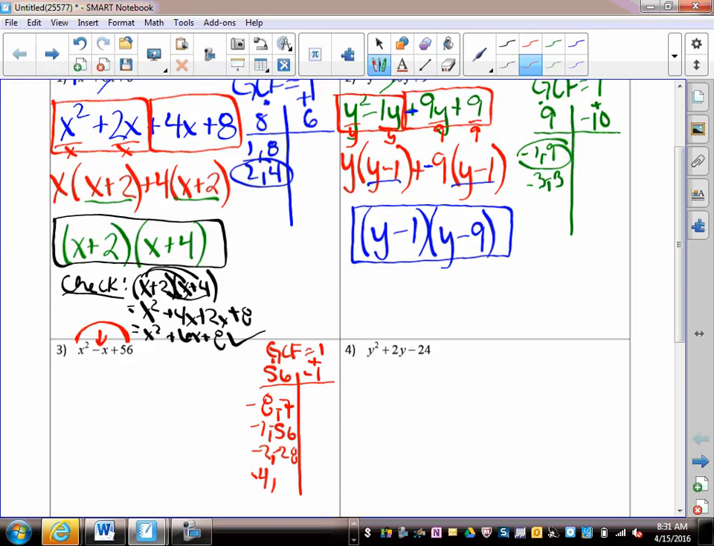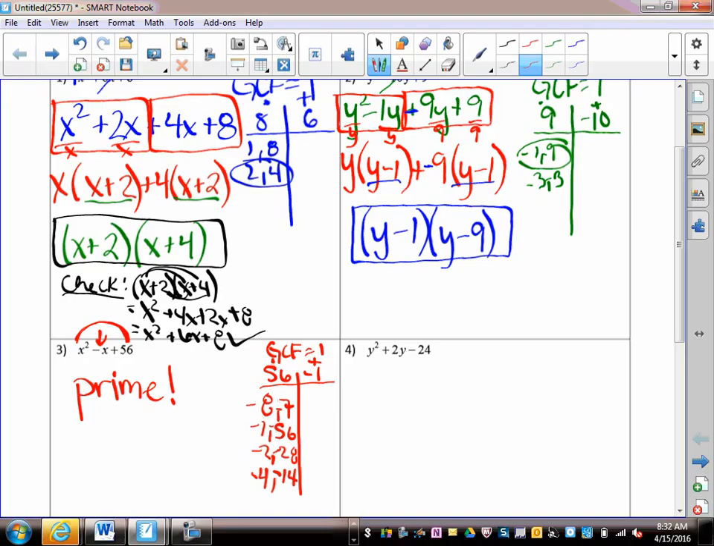4 and what? 4 and 14, good. But that doesn't work, does it? No. Does 5 work? No. Does 6 work? None of them work. So what do we do then? Prime. Here's our one and only prime. Again, you must have your T-chart showing the possible factors, and then write prime.